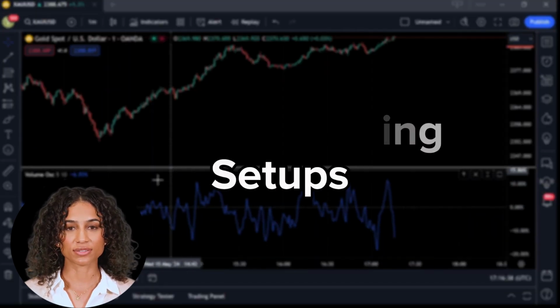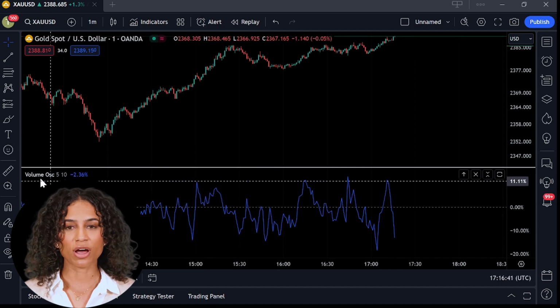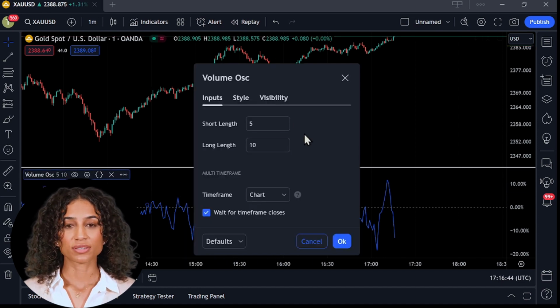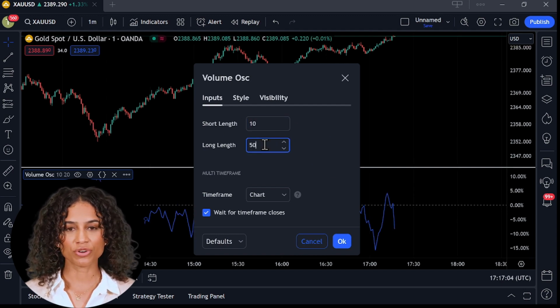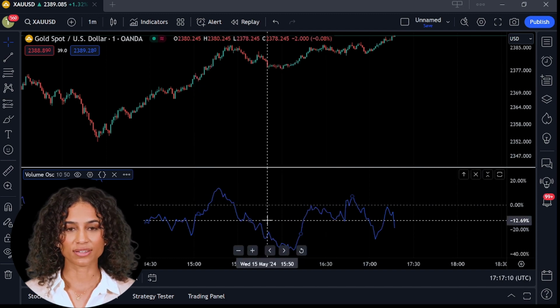Different trading setups. Now, let's explore the optimal settings for different trading timeframes. For short-term trading, use 3-day short-term MA and 10-day long-term MA. For medium-term trading, use 5-day short-term MA and 20-day long-term MA. And for long-term trading, use 10-day short-term MA and 30 to 50-day long-term MA.